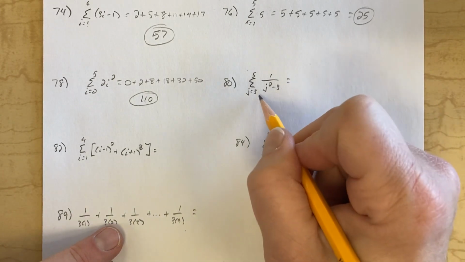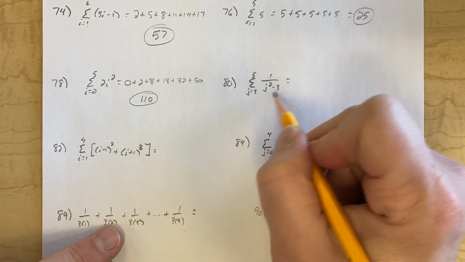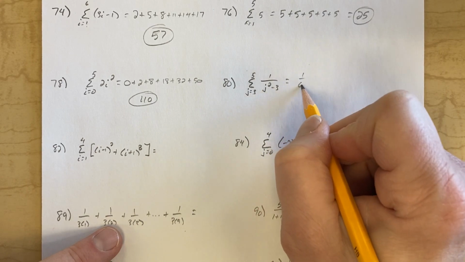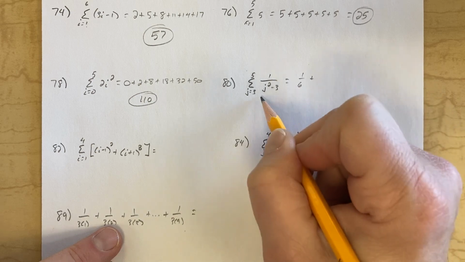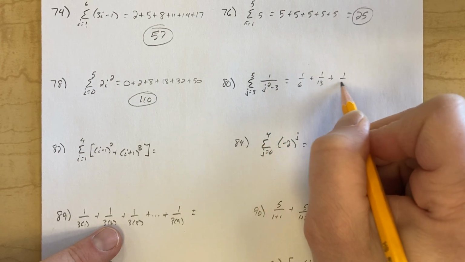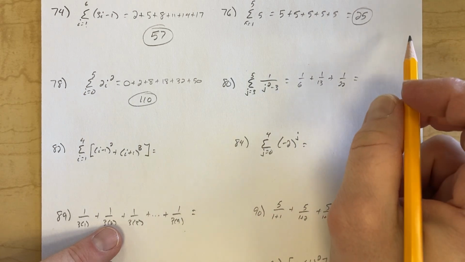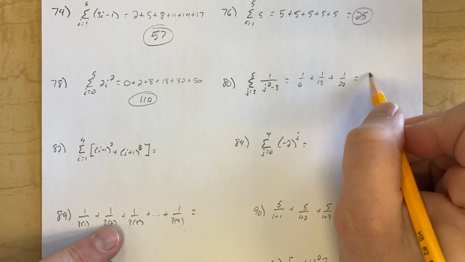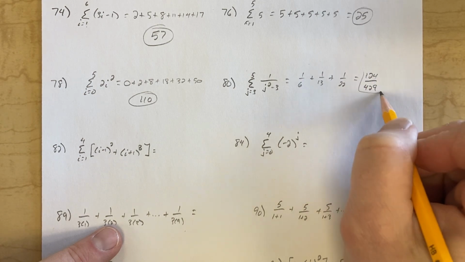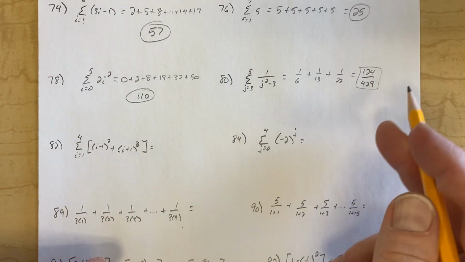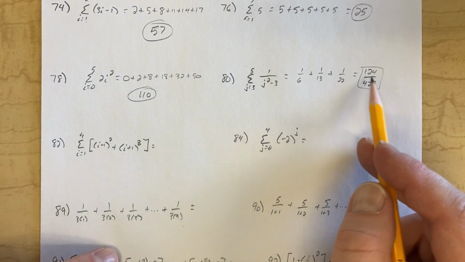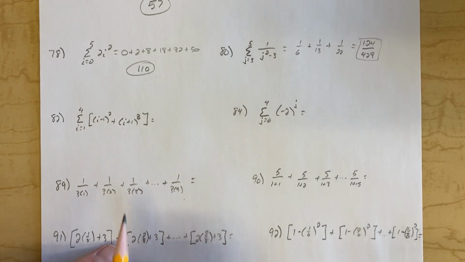For number 80, we're going to start with the third term and go to the fifth term. So if you put 3 in, 3 squared 9 minus 3 is 6, so we'll get 1/6. Now put 4 in, and we'll get 1/13. And put 5 in, you get 1/22. All right, add that up, and you should get 124 over 429. As a decimal, it's going to be something around 0.25-ish, about 1/4 if you do it that way.